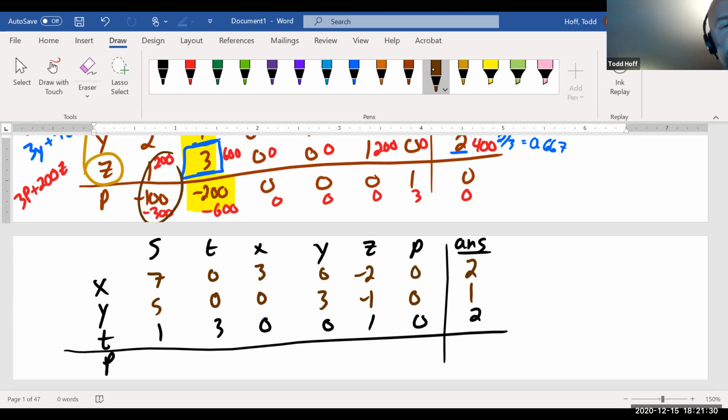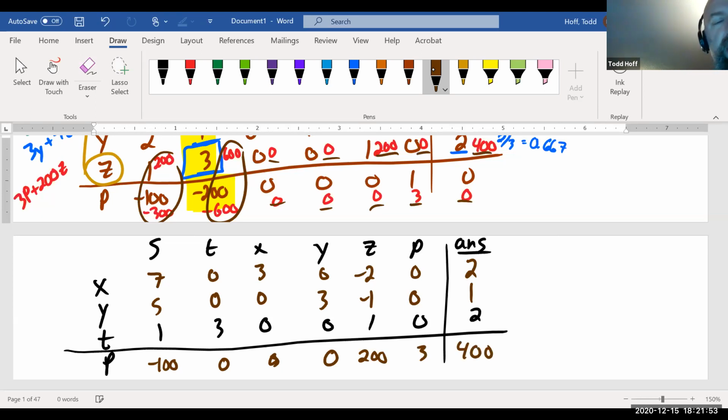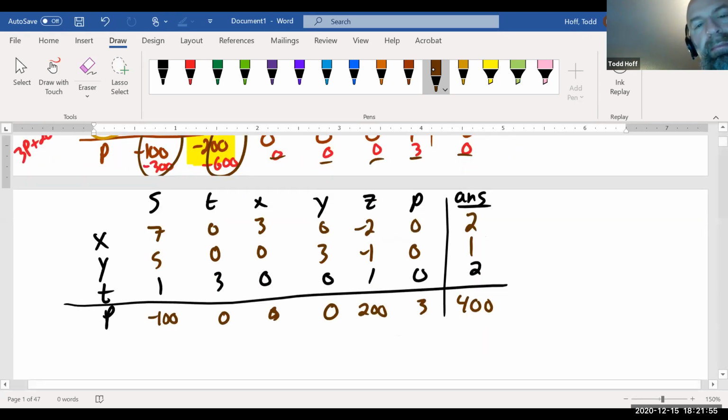200 plus negative 300 is a negative 100. 600 plus negative 600 is 0. That's what I wanted. I needed to zero out that column of that row. 0 plus 0 is 0. 0 plus 0 is 0. So 0 and 0. 200 plus 0 is 200. 0 plus 3 is 3. And 400 plus 0 is 400. So there is my new Tableau.